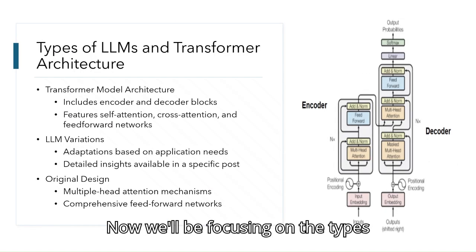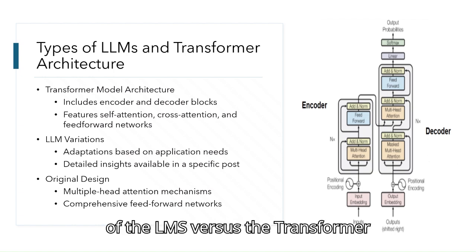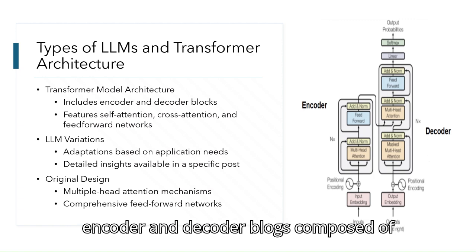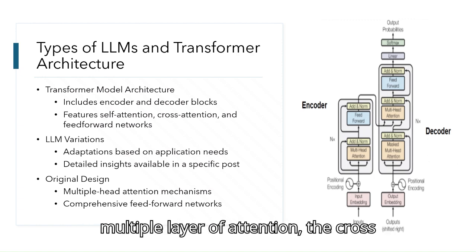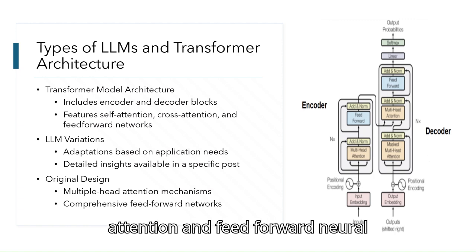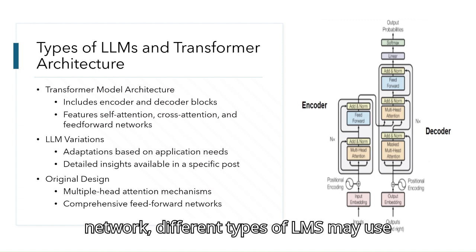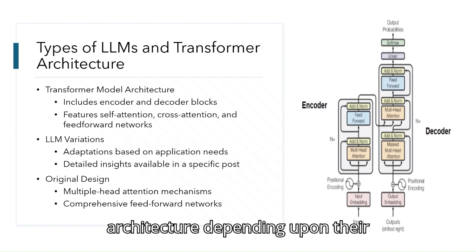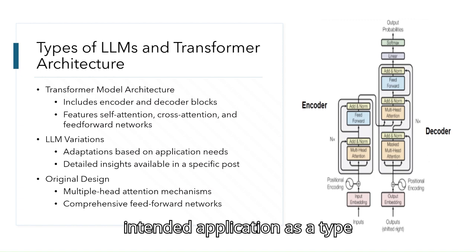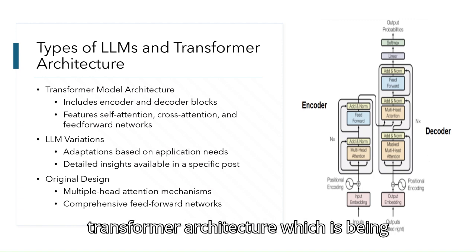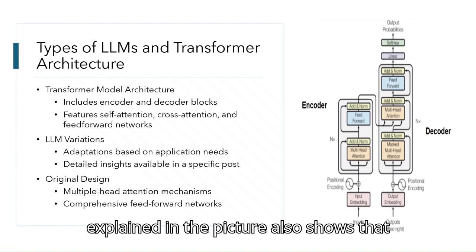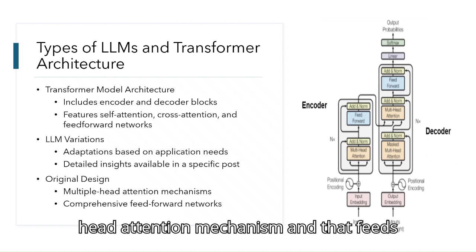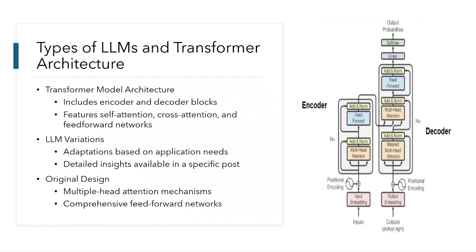Now we'll be focusing on the types of LLMs versus the transformer architecture. While the original transformer model consists of both encoder and decoder blocks composed of multiple layers of attention, cross-attention, and feed-forward neural networks, different types of LLMs may use variations of this transformer architecture depending upon their intended application. The transformer architecture, as explained in the picture, also shows a bunch of multi-head attention mechanisms that feed the forward networks.